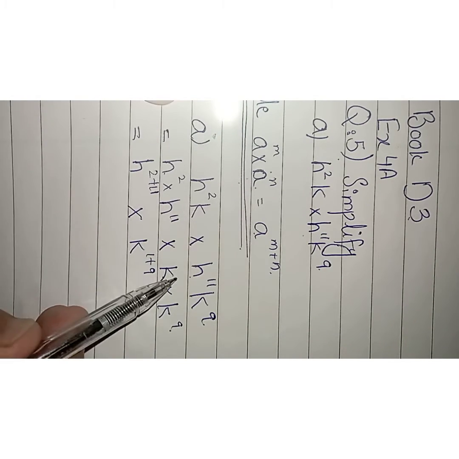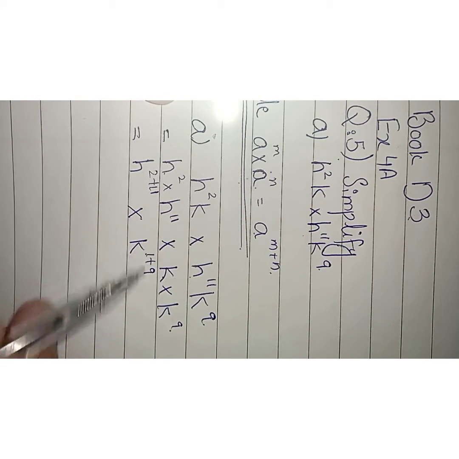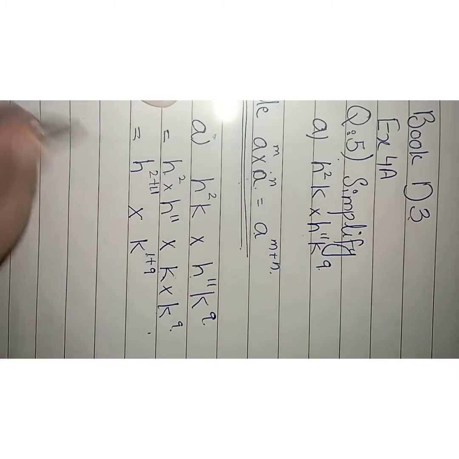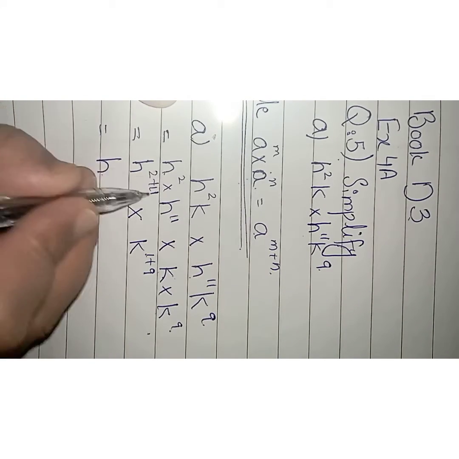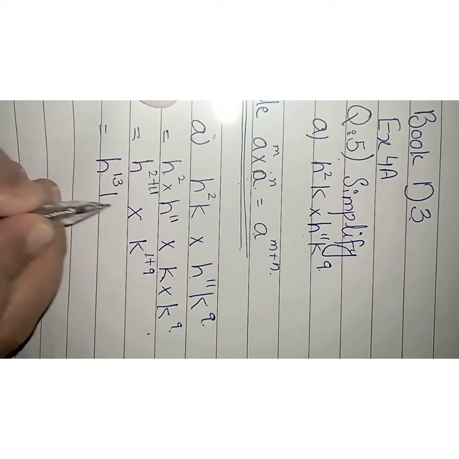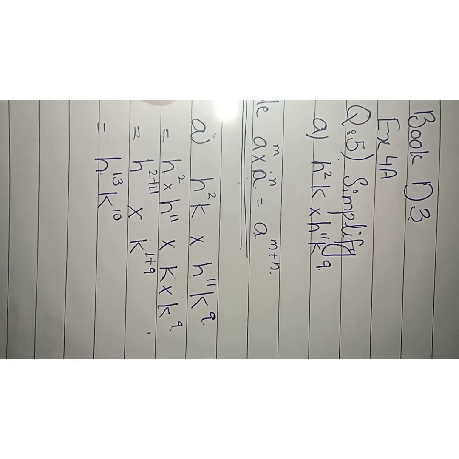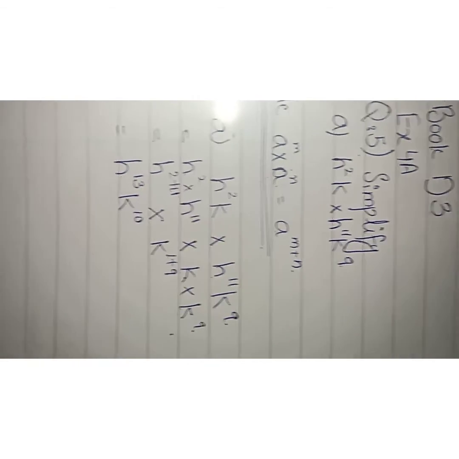When there is no power of k, the power is 1. So I used 1 plus 9 because they both are multiplied. Now it is h 13 and k 10. Simple, we have solved this part. Now moving on to part B and using the same rule.